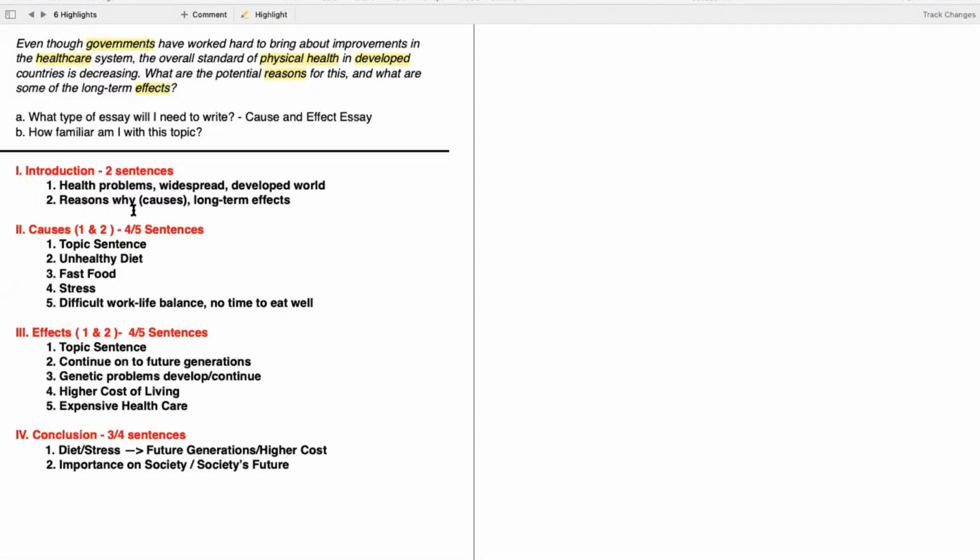Okay, now I have my outline on the left-hand side, so you can follow along with the outline here. And I'm going to write my essay on the right-hand side here. This is something that you can do during the test day.